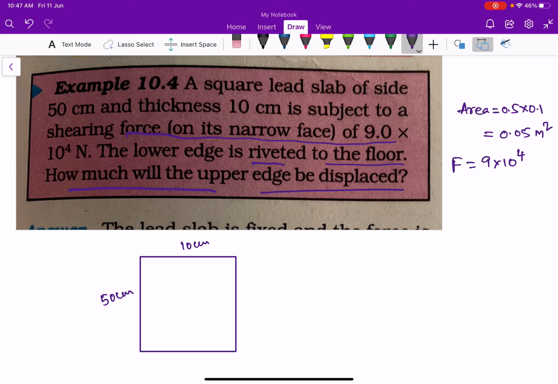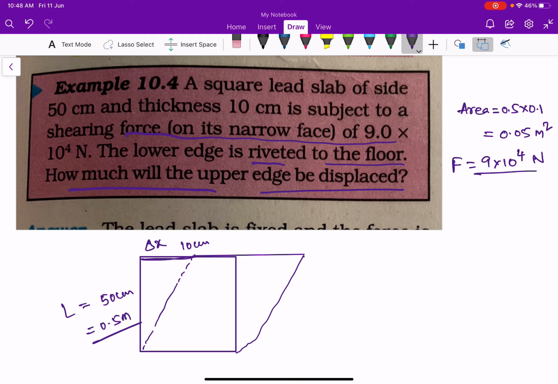When 9 into 10 to the power of 4 newtons of force is applied, it will undergo some shear. So what is this shear here? What is this delta x? Here L is equal to 0.5 meters or 50 centimeters. So we need to find out what is delta x.